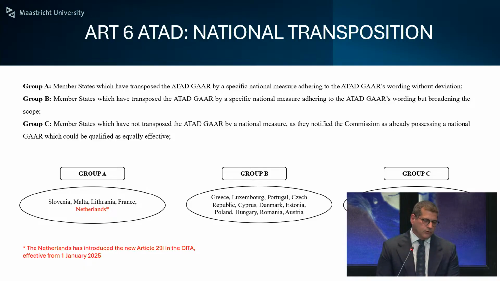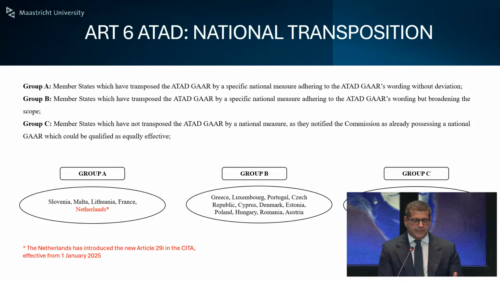notified to have already in place the fraus legis doctrine that was considered equally effective. But to my knowledge, from 1st of January 2025, it has introduced a specific article, Article 29ei, of the Corporate Income Tax Act that reproduces the same wording of the ATAD-GAR, and so, of course, the application is limited to the corporate tax, so it's part of Group A.